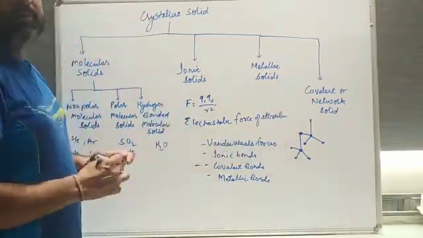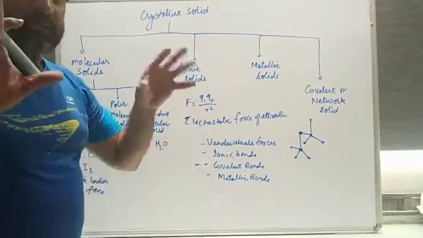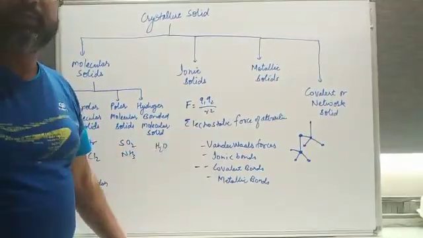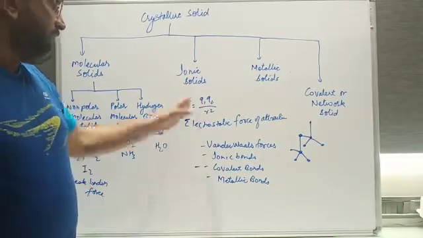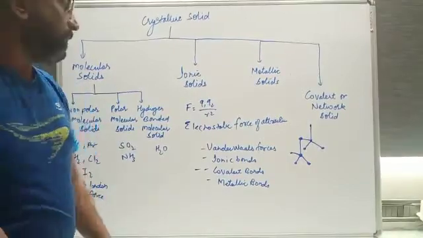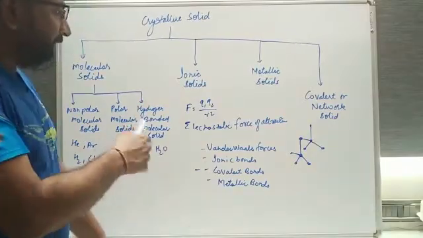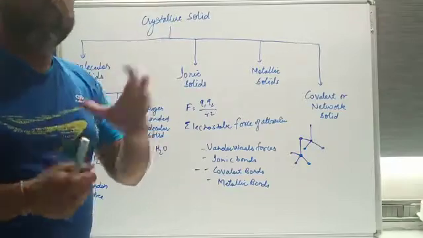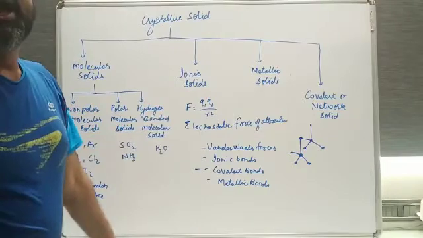Understood? The Coulombic force of attraction is F equals K Q1 Q2 upon R square. Q1 and Q2 are the magnitudes of the charges on the two opposite ions, and R square is the distance between the two charges, right? K was the constant, and K's value was equal to 1, so I have not taken that value. Directly, the formula will be F equals Q1 Q2 upon R square. So this is the Coulombic force. By this force the ions are connected with each other, and they form a particular geometry and a particular crystal. That's why these are called ionic solids.